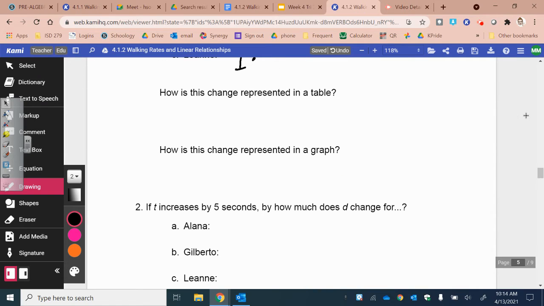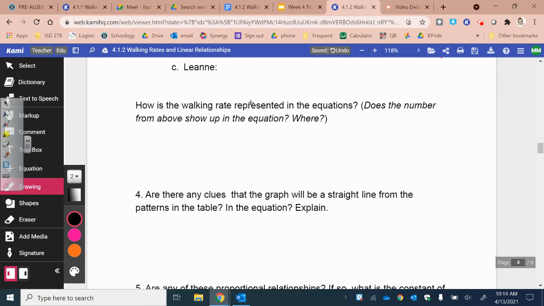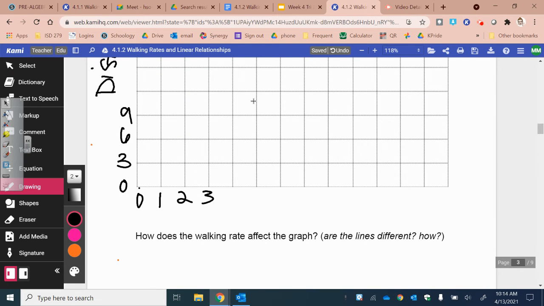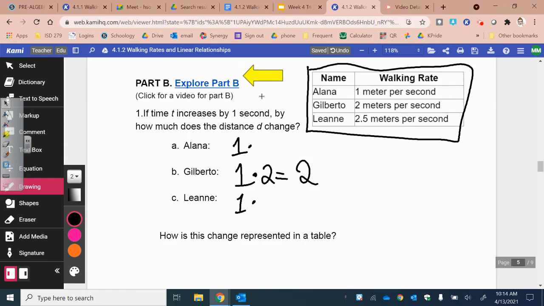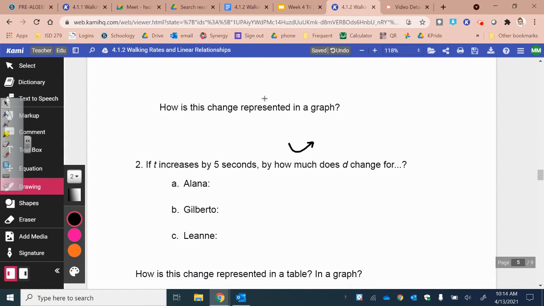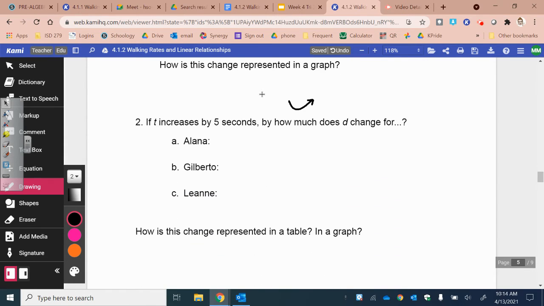Coming back here, they also want you to think about how it is represented in a graph. So instead of going down 1 row, you're moving 1 to the right for the number of seconds. So if you look here on your graph, you'd be looking, okay, if I go 1 to the right, how is that walking rate showing up in my line? How can I see that? And that's going to depend on your graph, so I'm going to leave that alone. I'm not going to go too far into that because you might have graphed slightly different than me.